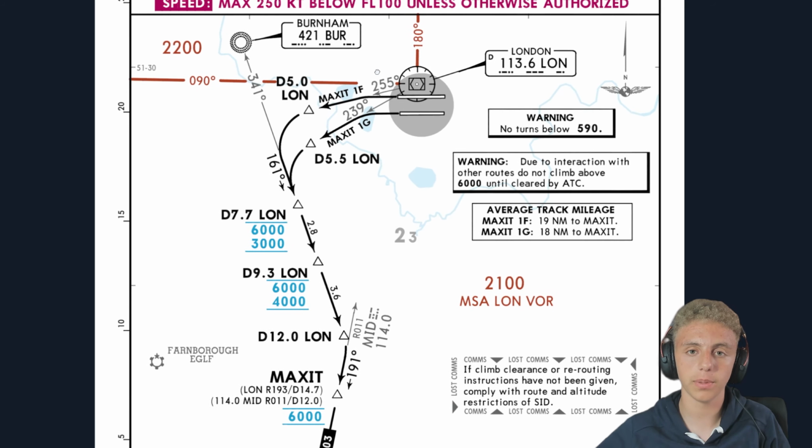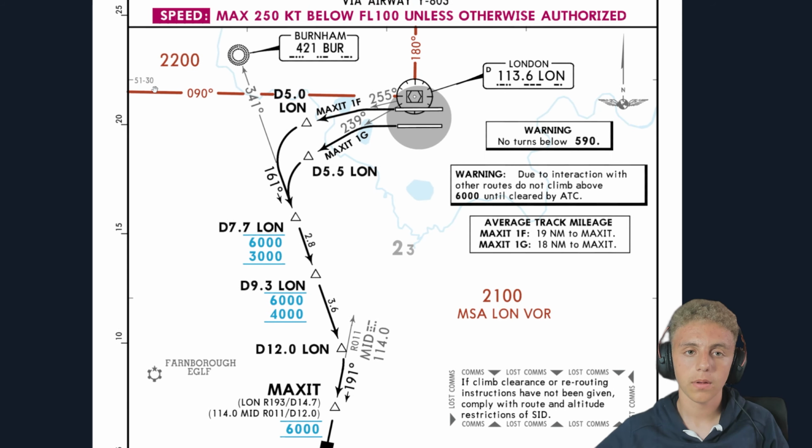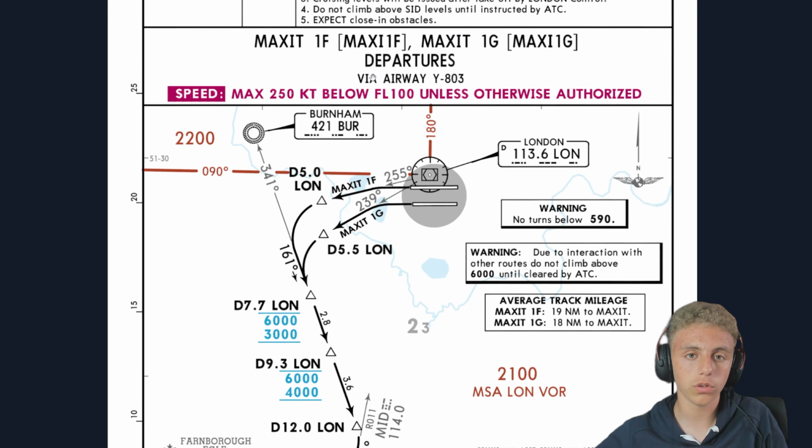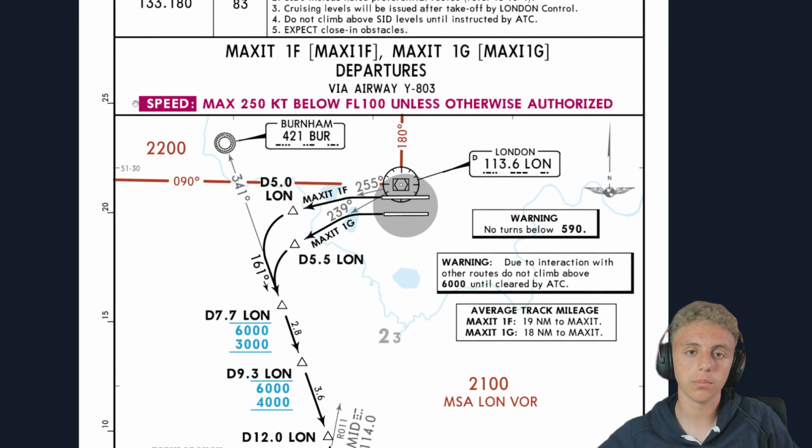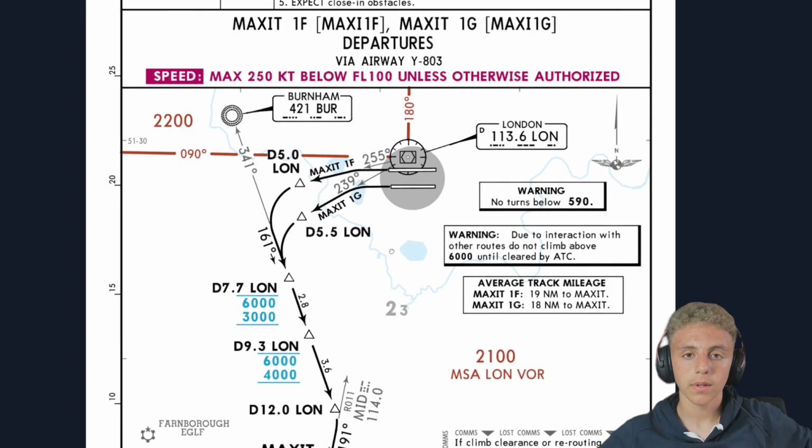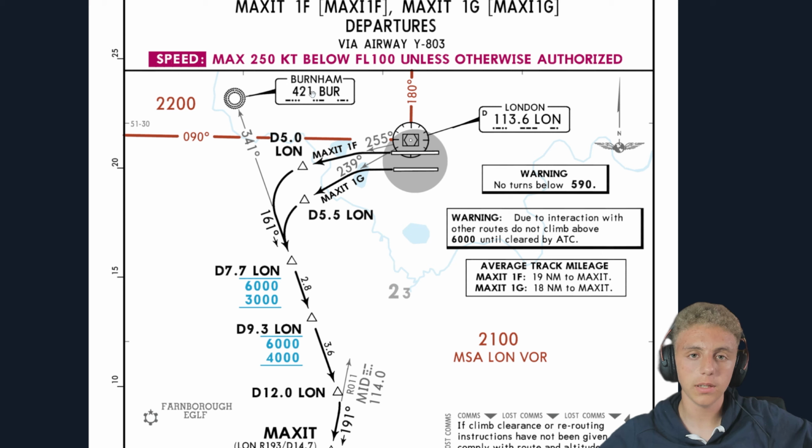And here we have arrived at the plan view chart. Now, some key things. Here you have the MSA based off of the London VOR. So the MSA is 2,100 feet for this sector, and 2,200 feet for the northwestern sector. There are some differences because perhaps up here there are some higher obstacles that require that extra 100 feet of clearance. Here we have the Burnham NDB, and we have the London VOR over here.